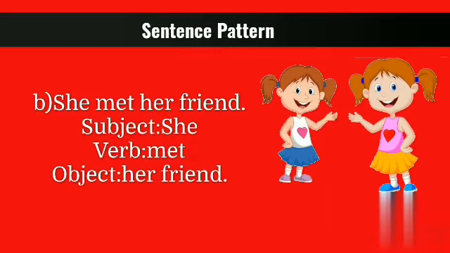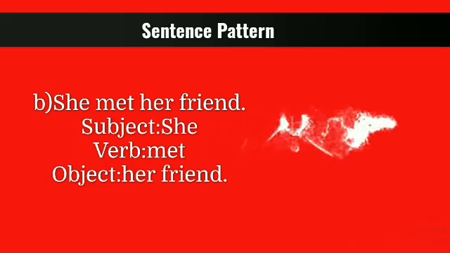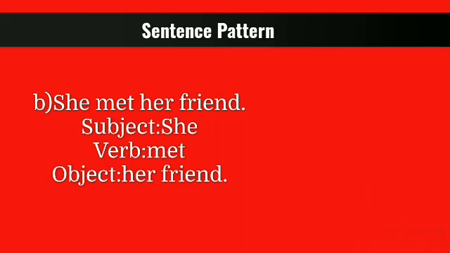Another example is she met her friend. Here, she is the subject, met is the verb, her friend is the object. As I have told you just before, here the words her friend answer the question whom she met. She met her friend. So, her friend is the object since it answers the question whom. Remember that the subject and the object don't talk about the same person.